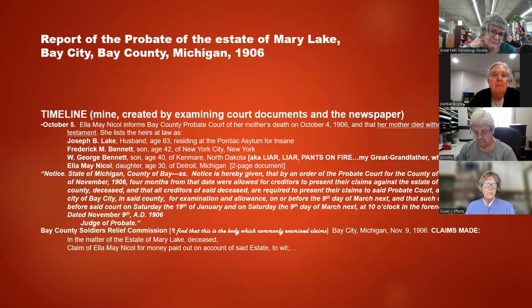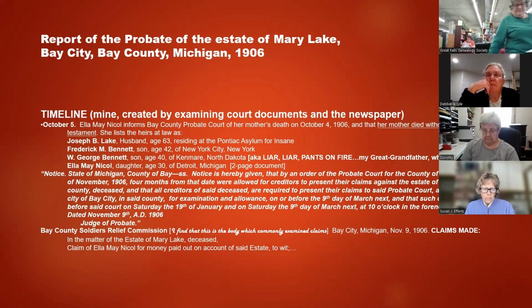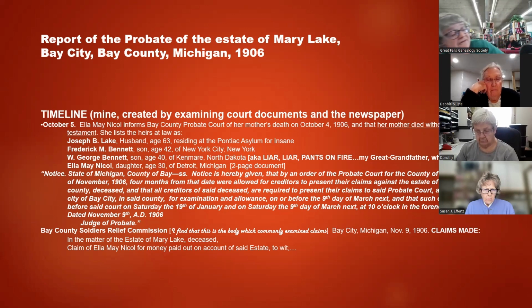So if you've got my timeline of the probate of the estate of Mary Lake in front of you, it will really help you. I did that timeline by examining the court records, examining the particular process. Here he's allowing me to steal one from him. And if you notice, I started in 1906, where on October 5, Ella Mae Nickel informs Bay County Probate Court of her mother's death on October 4, and that her mom died without a will or testament. So Ella Mae, who was a newlywed at that point, was living up in another part of, on the other peninsula, actually, in Michigan.